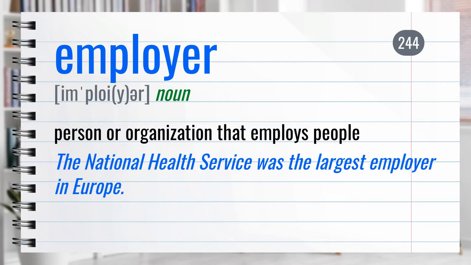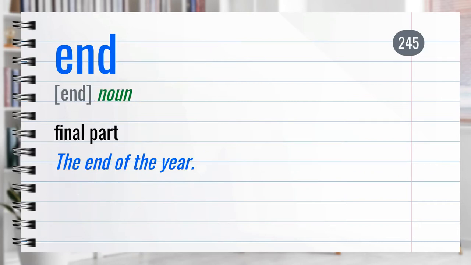Employer. Employer means person or organization that employs people. For example, the National Health Service was the largest employer in Europe. End. End means final part. For example, the end of the year.